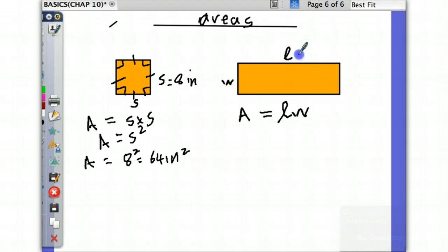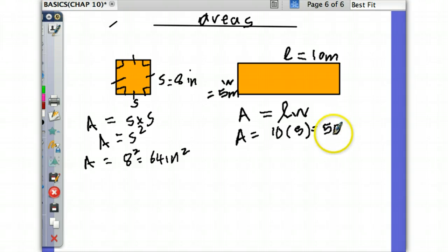Alright, so for example, if we had a length of, say, 10 meters and a width of, say, 5 meters, the area would be 10 times 5, and that would be 50 what, Jessica? What would be the units? Meters times meters. Meters squared, like X times X. Meters squared. Alright.